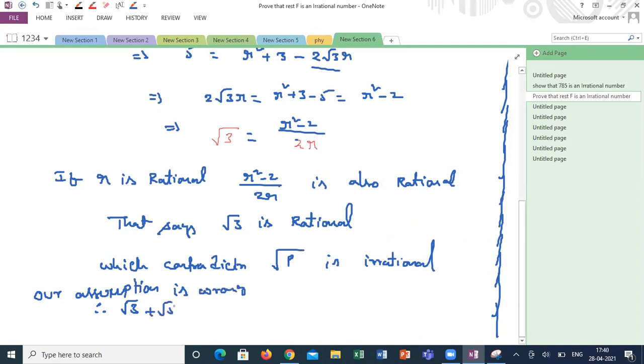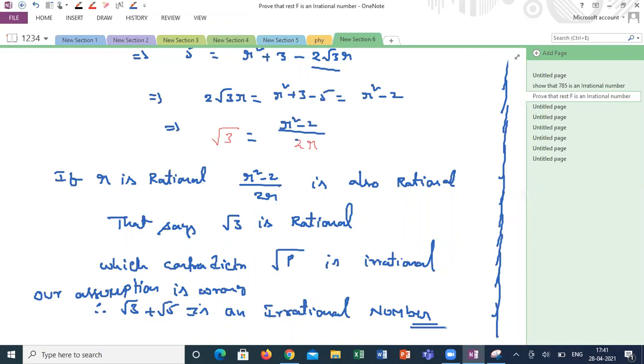Root 3 plus root 5 is an irrational number. I hope you're clear. We are doing so many things.